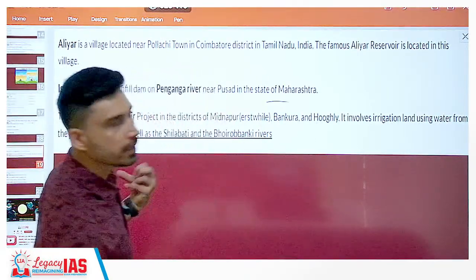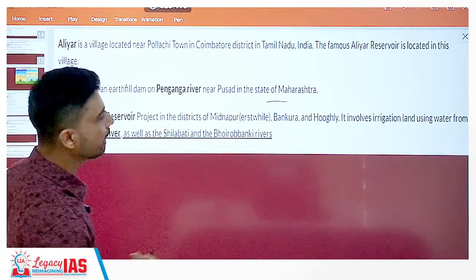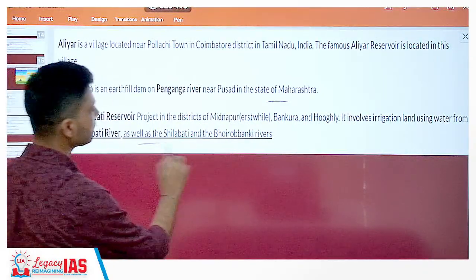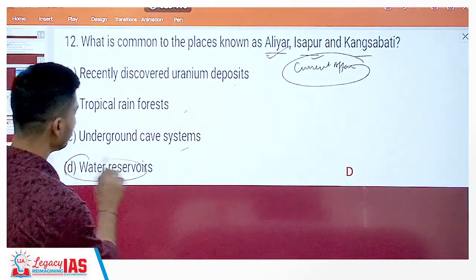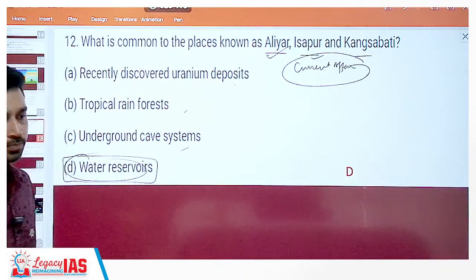So all these three regions involve irrigation and land using water from the Kangsabati river as well as the Silabati and Bhairab Banki river. So basically all of these three are known for their water reservoirs.